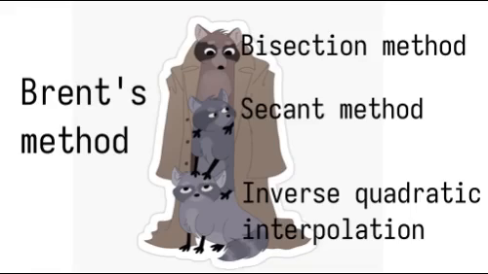To strike a balance between speed and accuracy, Brent's method chooses between multiple different strategies, trying to do the fast ones before falling down to the slow and steady ones if necessary. Brent's method uses the bisection method, the secant method, and a third method called inverse quadratic interpolation.